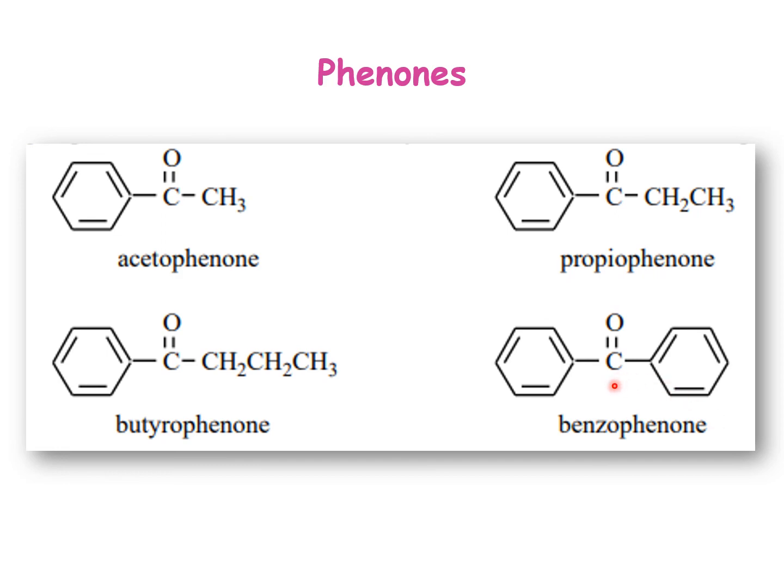Carbon is counted as a part of substituent. That is why including carbon it will become 4-membered chain. That is why it is butyrophenone.